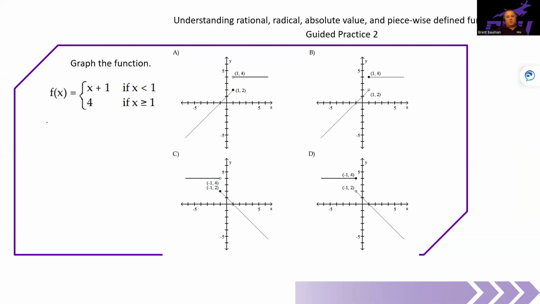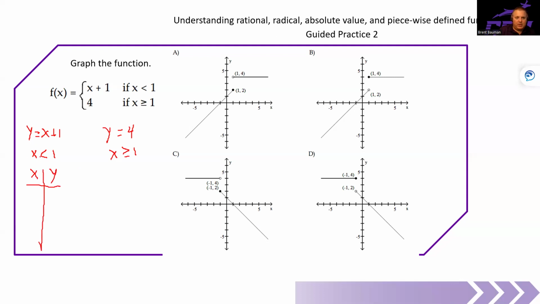And probably the best way to do this is to set up maybe a table for each, just to be safe. So we can view this as y equals x plus 1 and y equals 4. The restriction we have here is x is less than 1 and x is greater than or equal to 1. So let's make a table.